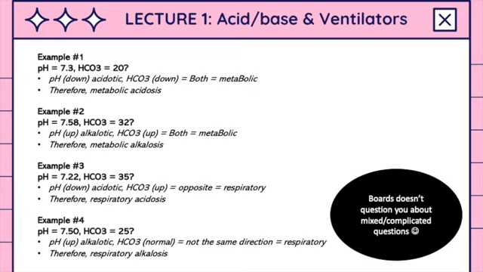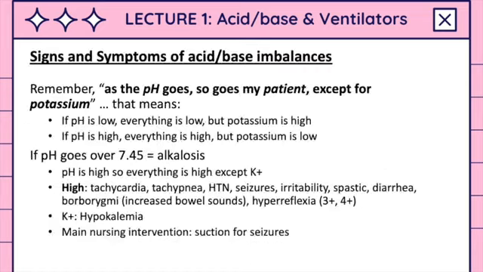So does everybody see how the rule works? What if I gave you a pH of 7.50 and a bicarb of 25? 7.50 and 25. What would it be? Respiratory alkalosis. Why? Because the pH is in what direction? Well, 7.50 would be up. It's up. And the bicarb is normal. 25. It's normal. So is that the same direction? Up and normal? No. So it's got to be respiratory. So even if the bicarb is normal, it still works. You see what I'm saying?